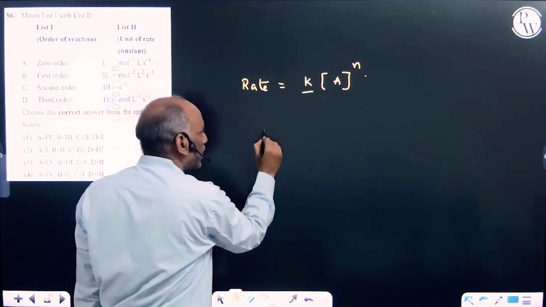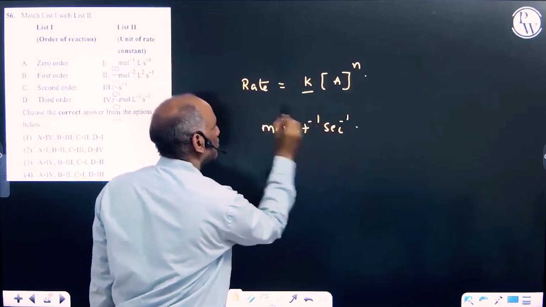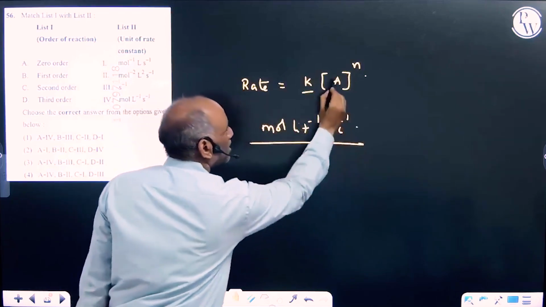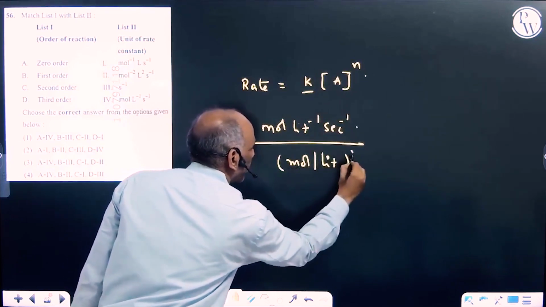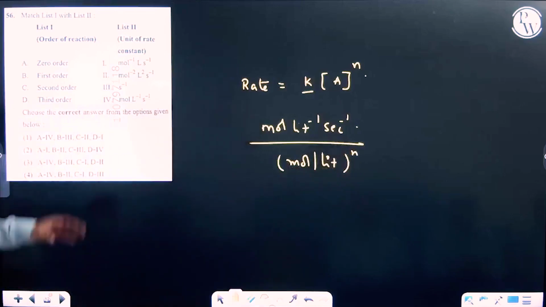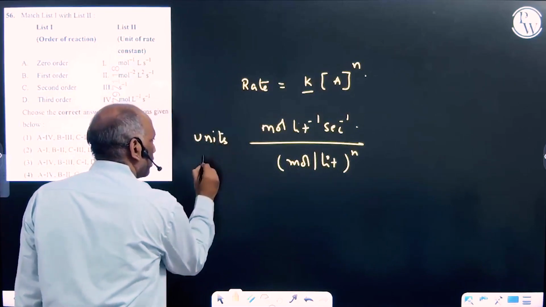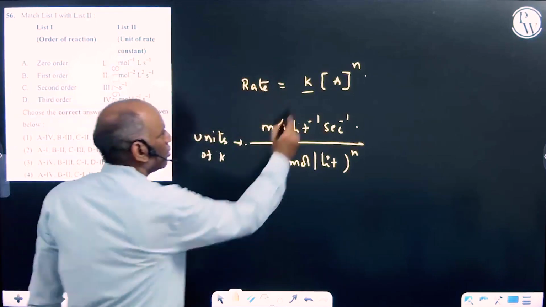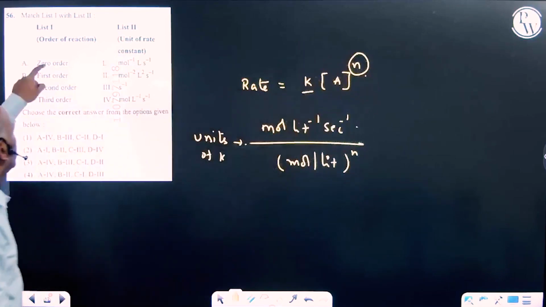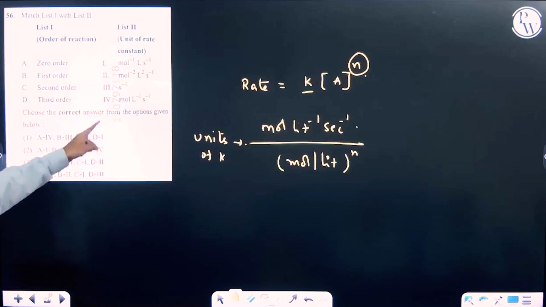So rate is expressed in terms of mole liter inverse second inverse, divided by this concentration, which you will express in terms of mole per liter whole power n. So you can write the units of K, and that will depend on the order of the reaction. While writing units of K, you need to see which order it is. A zero order reaction will have the same units as that of the rate of the reaction, that is mole liter inverse second inverse.